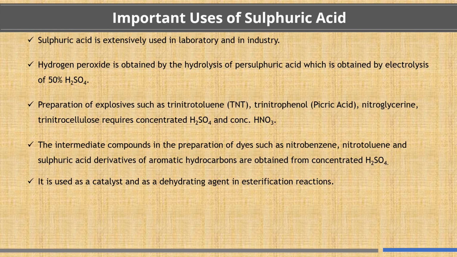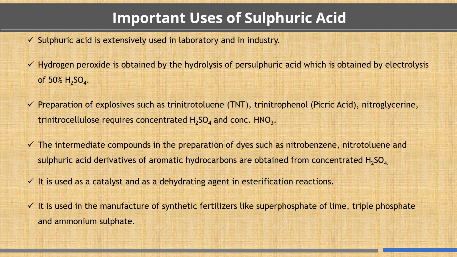It is used as a catalyst and dehydrating agent in esterification reactions. It is used in the manufacture of synthetic fertilizers like superphosphate of lime, triple phosphate and ammonium sulfate.